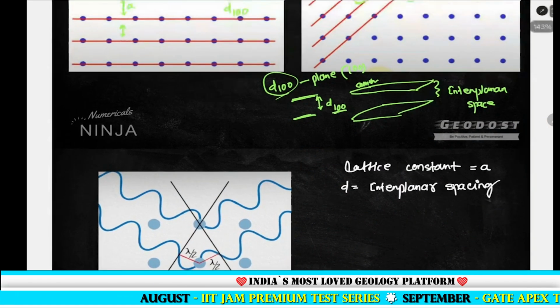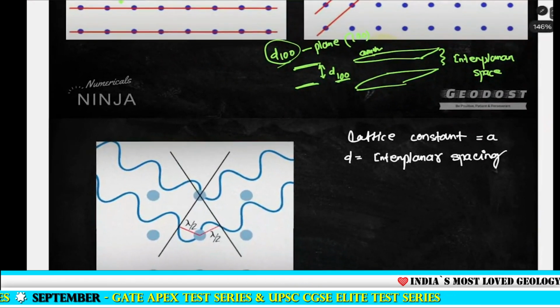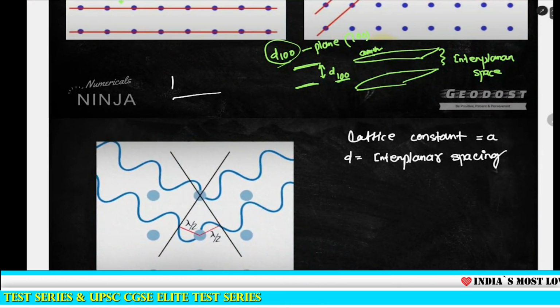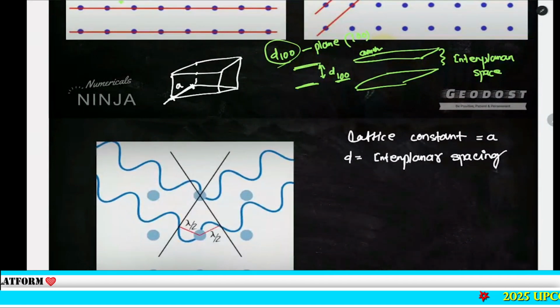The distances between the lattice points in the basis, that means if this is a unit cell, then along the a axis the unit distance of a unit cell will be a. So that is the lattice constant. Okay, so don't confuse between the lattice constant and the interplanar spacing.